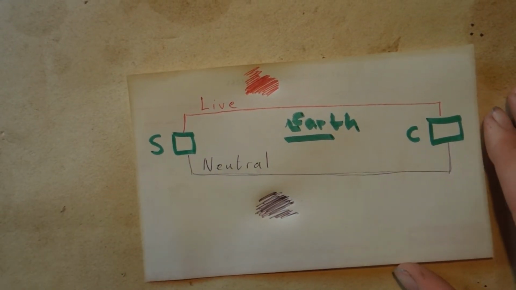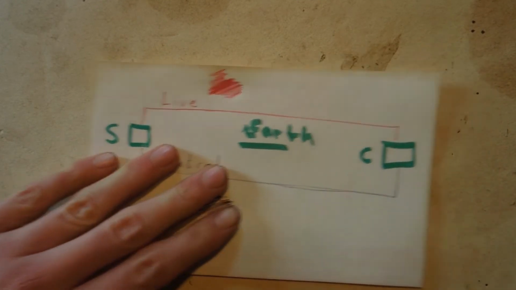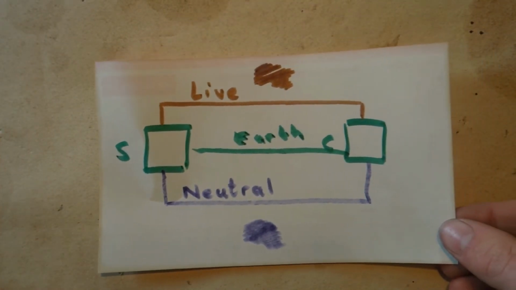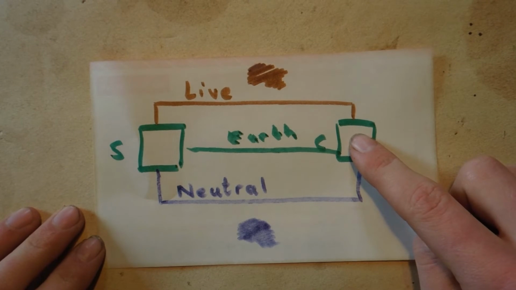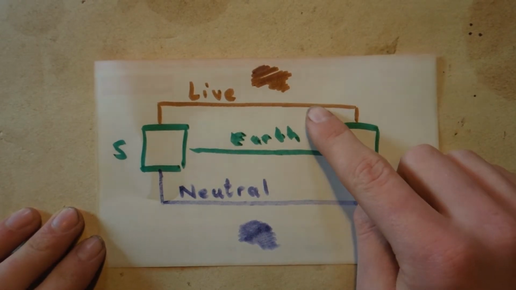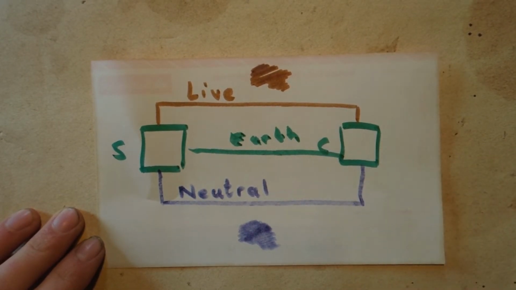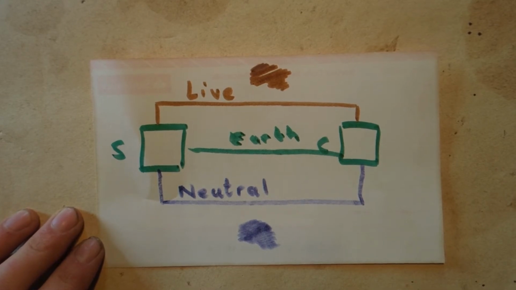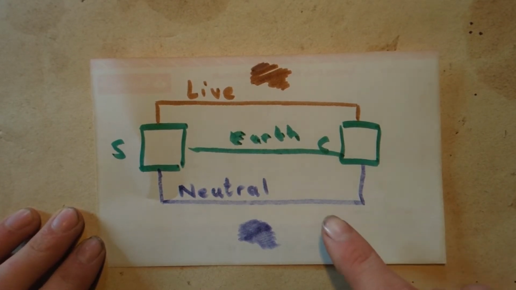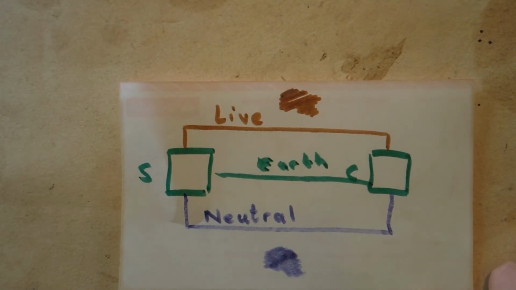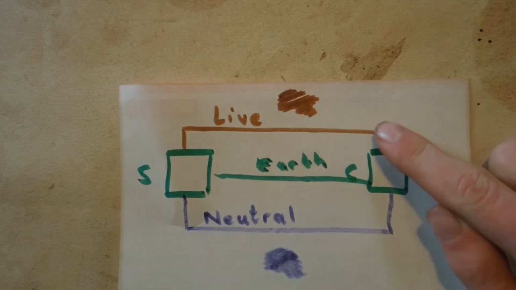However, here in the UK in March 2006, safety standards changed and the British government dictated that wiring should now be labelled in this orientation. So live was no longer red, but was now brown. Earth was no longer just green, but green and yellow. And neutral became blue.